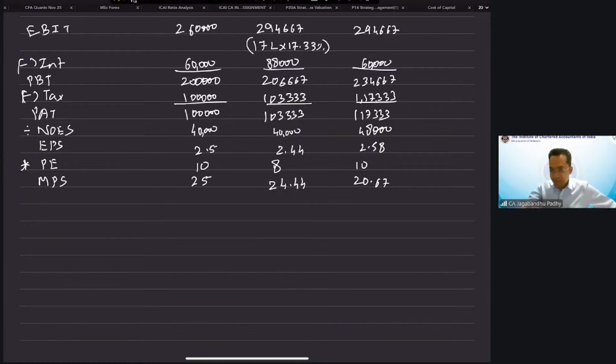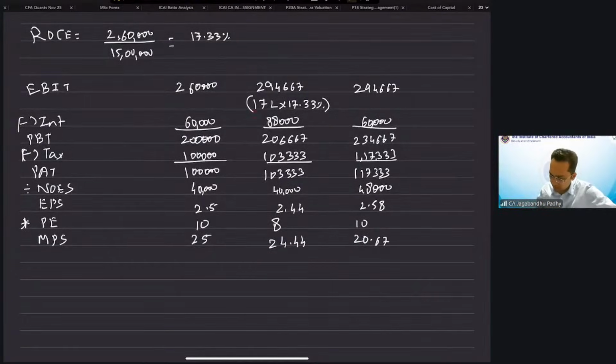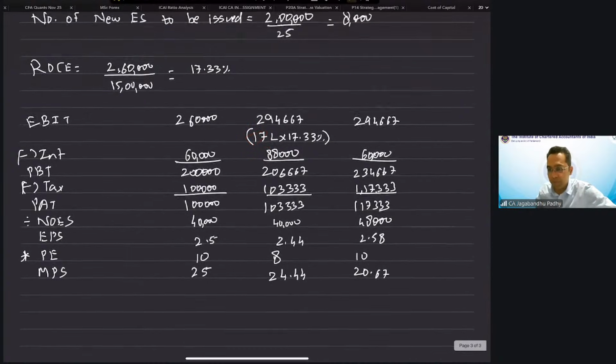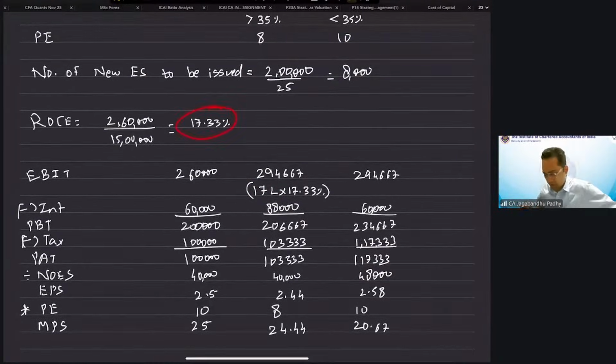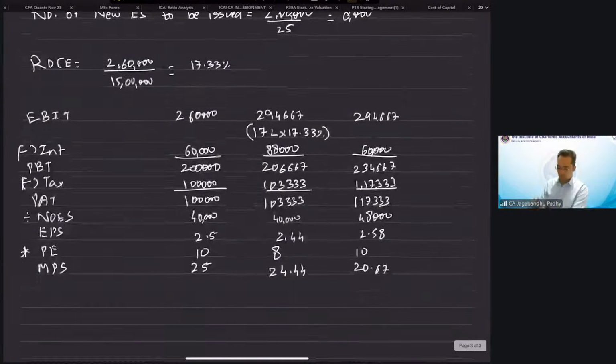So out of these three plans, should we go to plan 1 or plan 2? How 2.94 lakh arrived? You can see 17 lakh being the capital employed. Kuldeep, 17 lakh is the capital employed. On that, our return is 17.33%. Okay, so should we go for raising new funds? Should we go for the new plan?